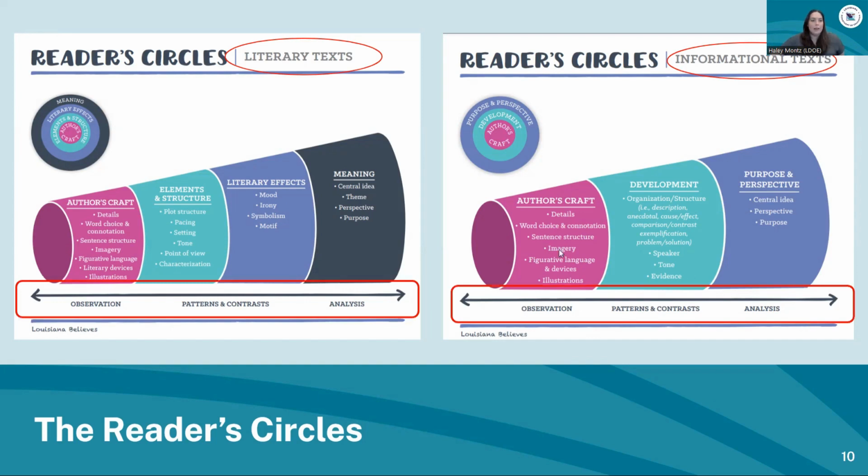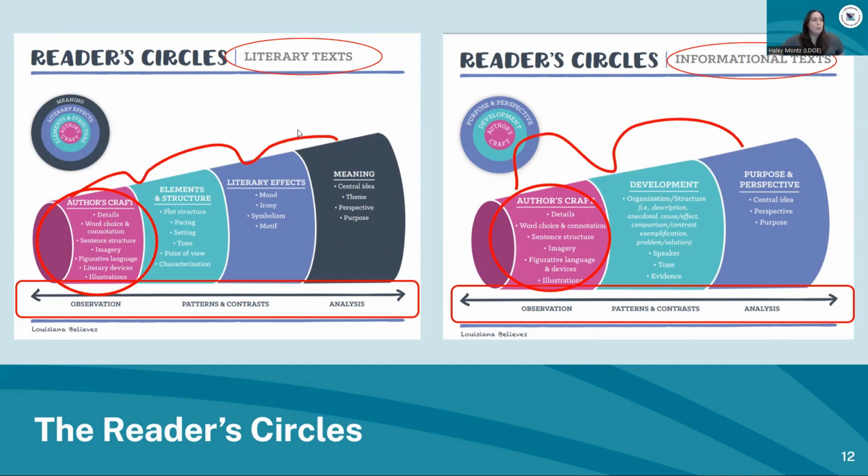And this is just highlighting, as you see at the bottom, a continuum that students go through from observation, and they move through these different circles to get all the way to the big portion of meaning, where you look at central idea, theme, perspective, purpose, all of those things. And then they start here in author's craft, where these are the different components that make up author's craft. It's a lot of times what they might notice upon first read, or maybe first or second read of a piece.